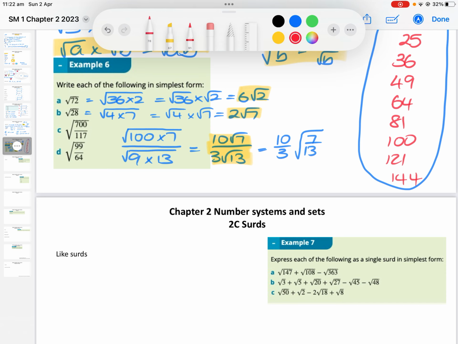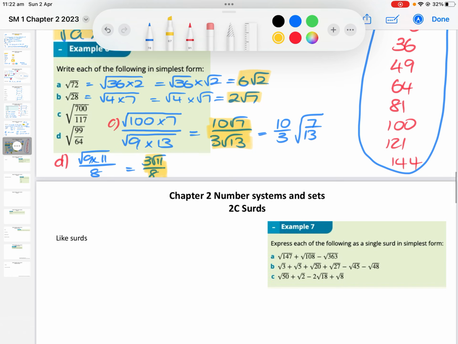So what do we have? A, B, this was C. So I'm going to do D underneath here. Square root 99. Well, I'm thinking 99 is 9 and 11. And I know the square root of 64 is just 8. So this is 3 square root 11 over 8.